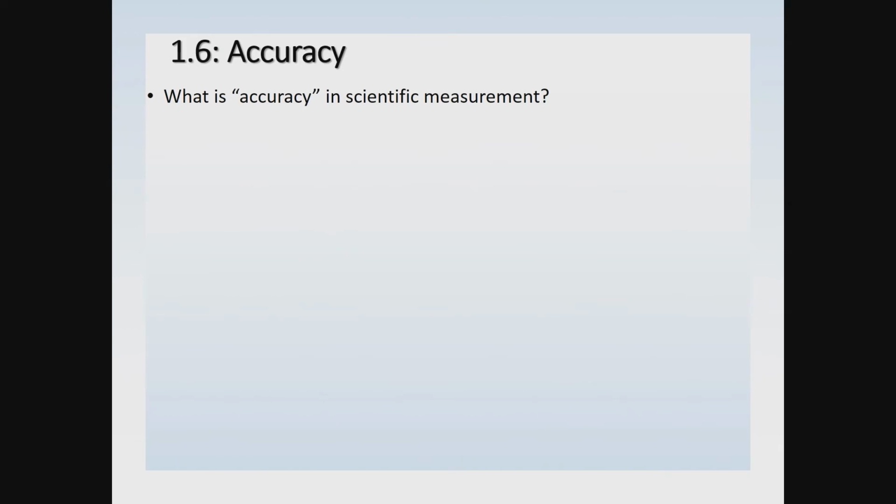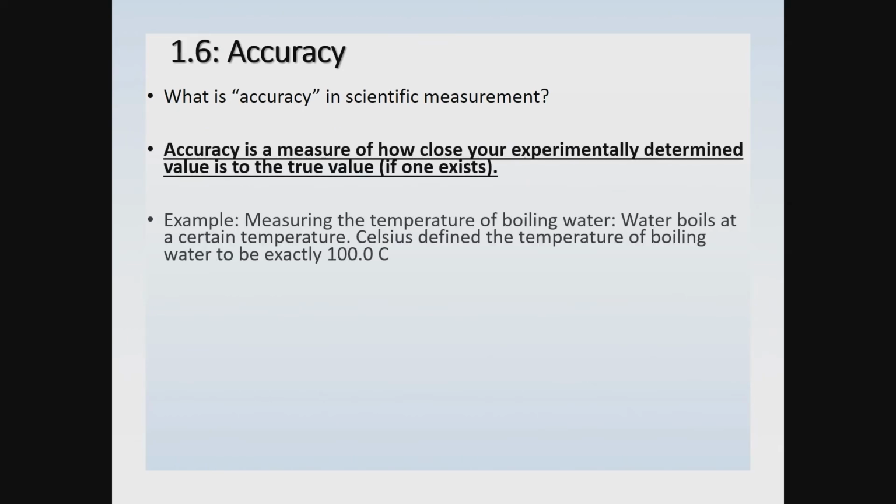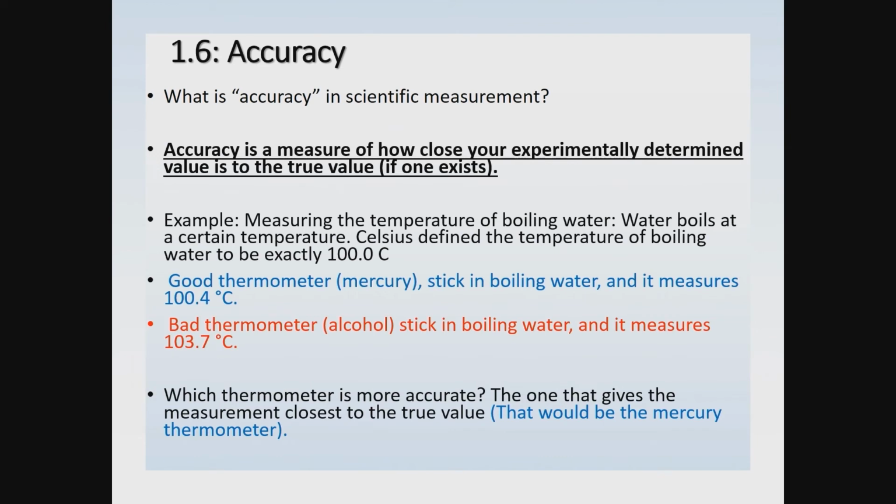Okay, next thing I'm going to talk about is the difference between accuracy and precision. Accuracy is a measure of how your measured value differs from the true value, if it is known. So let me give you an example of distinguishing between two measurements and trying to figure out which one is more accurate.